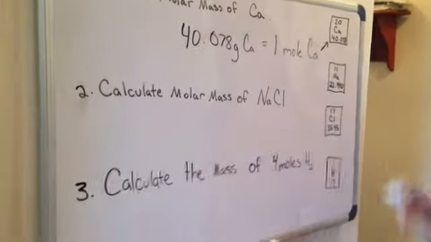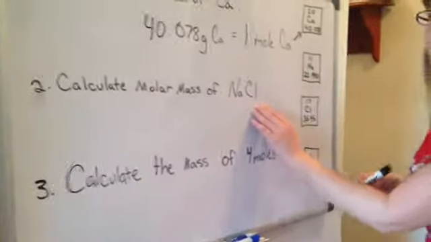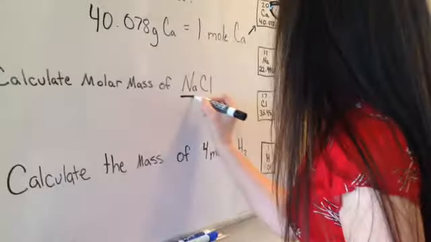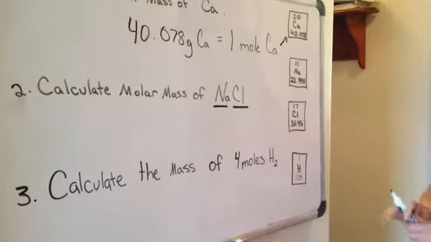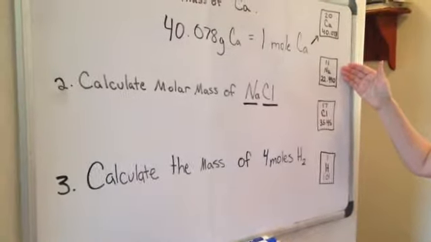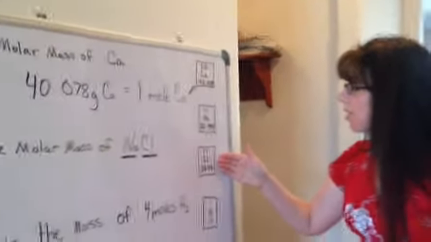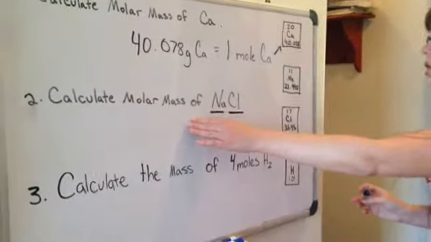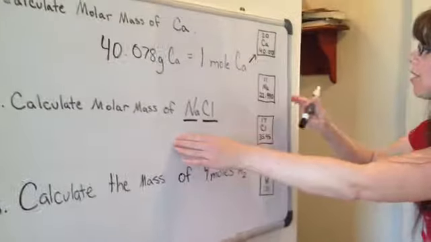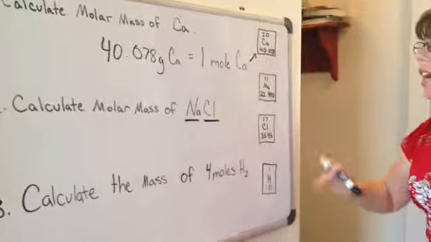All right, let's go on to the second section where you're asked to calculate the molar mass of sodium chloride. Now, you have 2 elements right here, sodium and chlorine. I've drawn them over here. You can find them on your periodic table. Sodium has an atomic number of 11, and chlorine has an atomic number of 17, and we have their atomic mass right under them. So to find out our molar mass, we are just going to add the atomic mass of sodium and chlorine together.